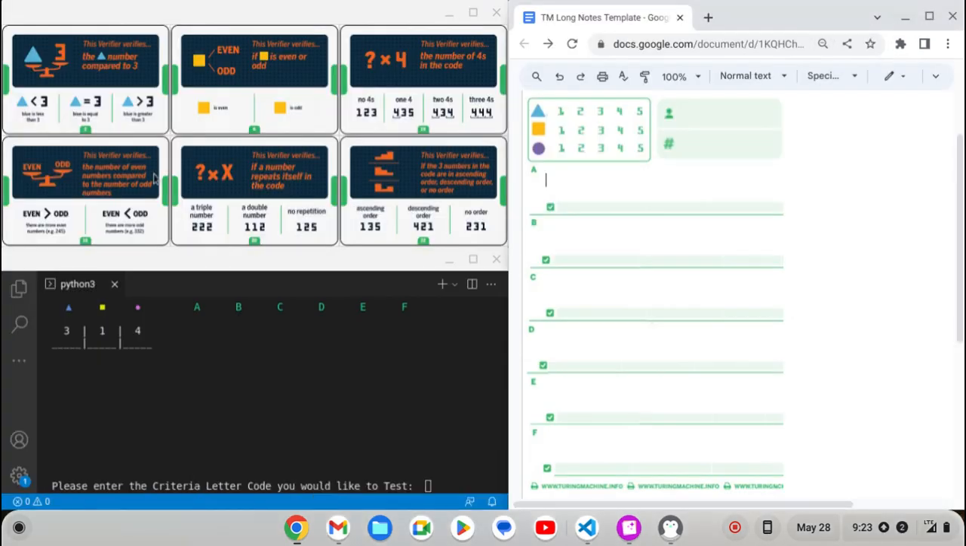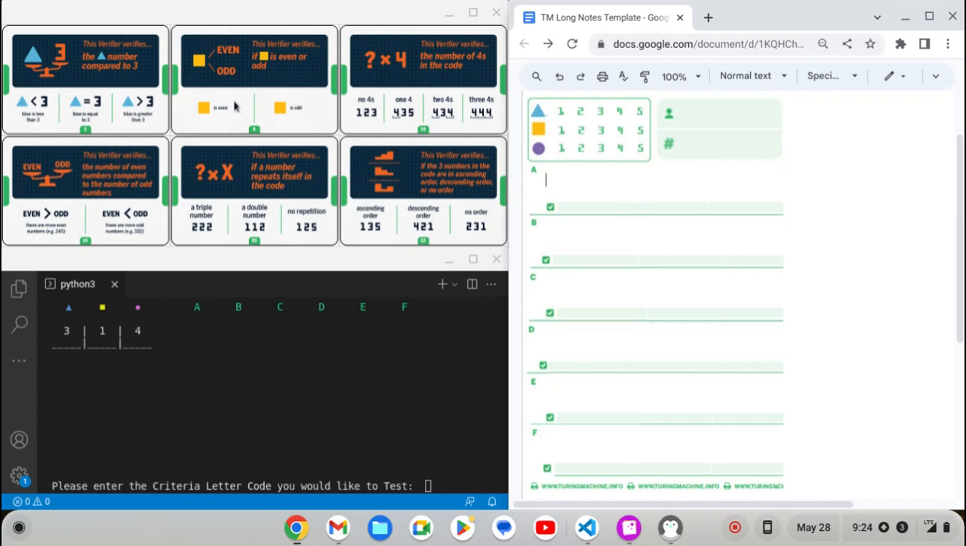So in our grid above, we've got our 6 criteria cards. On the top row, we've got criteria card A, criteria card B, criteria card C, and in the bottom row, we've got criteria cards D, E, and finally F. If you look at criteria card A, this card will look at the first digit, the triangle digit, and compare that value to the number 3. So should the triangle value be less than 3, equal to 3, or greater than 3?